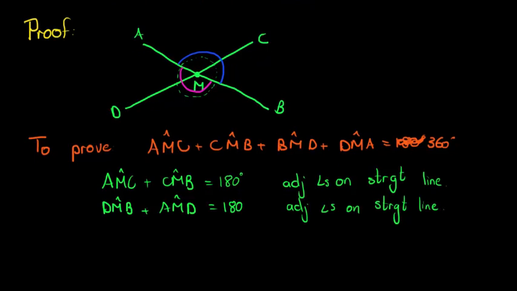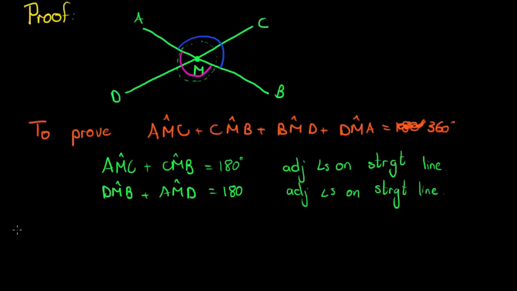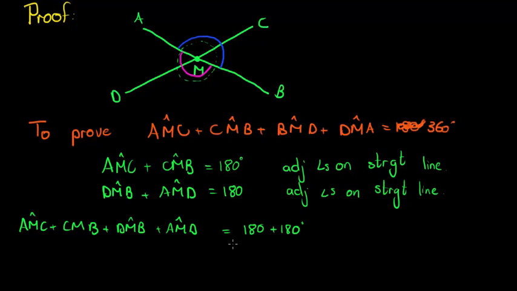So now, to add up these two equations, that means AMC plus CMB equals 180, plus DMB plus AMD equals 180. So when I add all of them together, it adds up to 360 degrees. So far, very simple proofs. Okay, let's look at a little bit more complicated one.